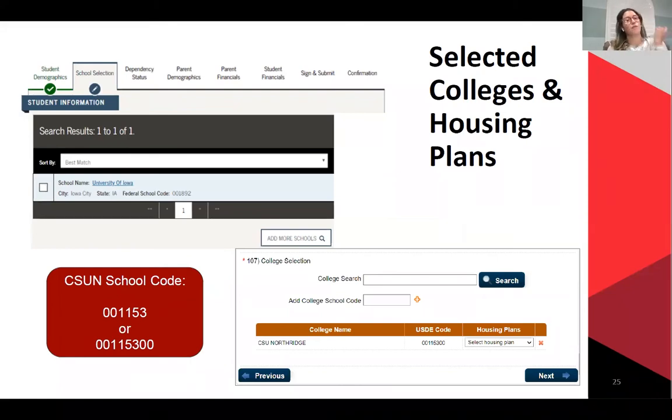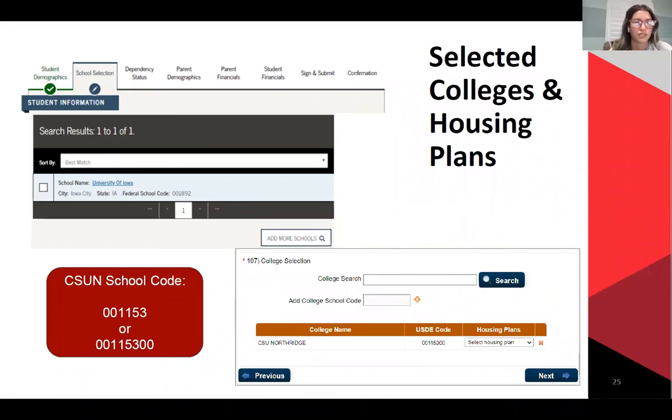Some things to know about this section, which are important. You want to make sure you select the correct or most accurate housing. So your housing plan, what does that mean? Where are you going to be living for that academic year? Keep in mind, again, this is for the 21-22 academic year.